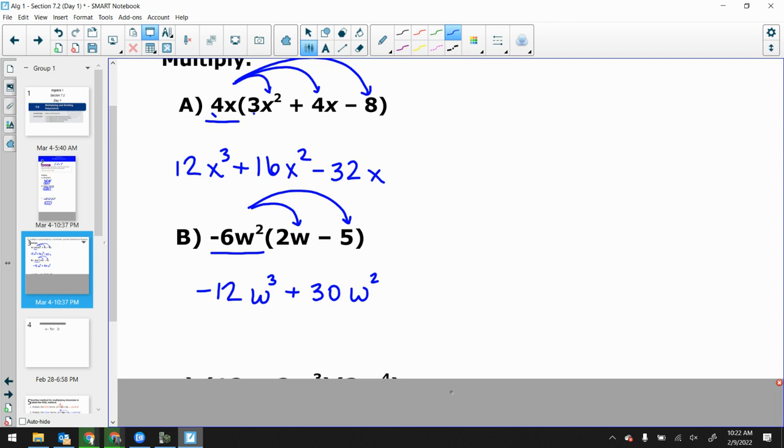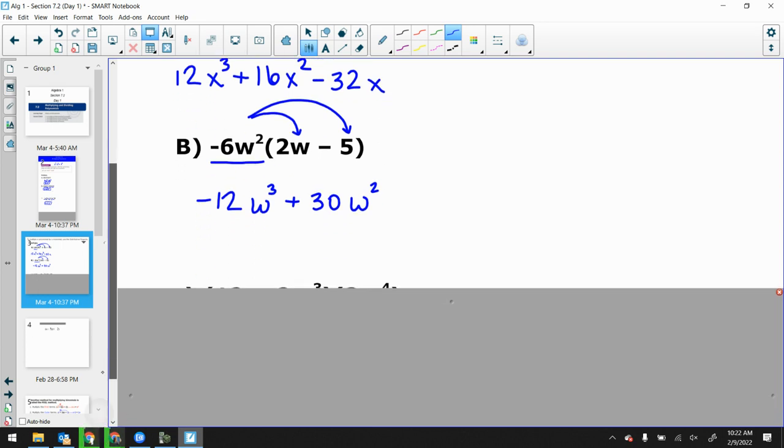Can I combine those terms in the end? No, because one is a w to the third and one is a w squared. And there's an addition sign between them, and I cannot add without exact like terms.